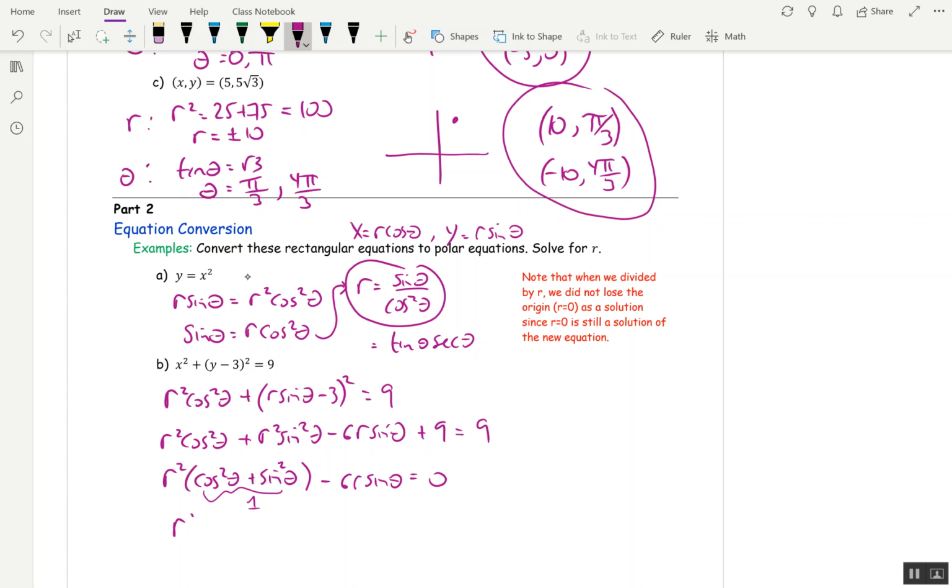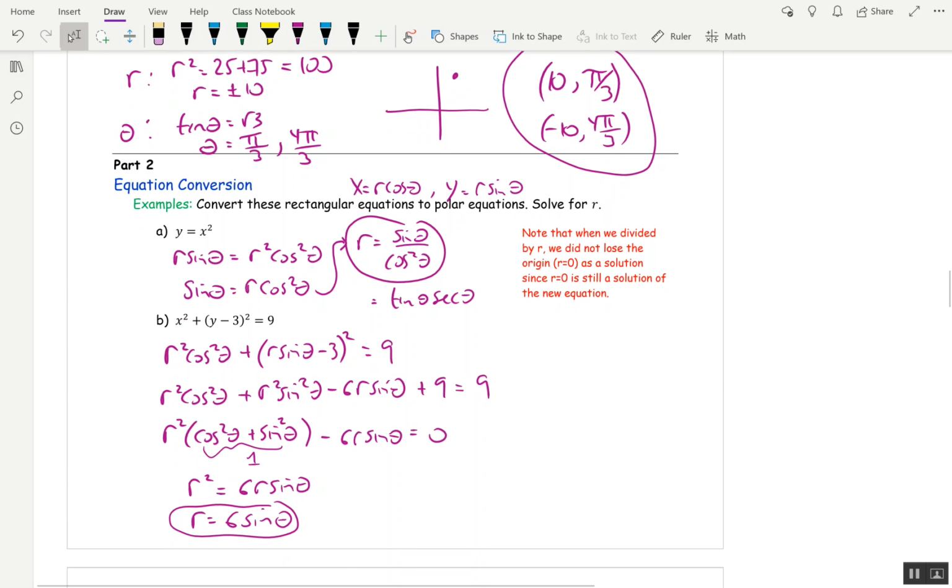So now we have r squared minus 6r. Well, I'm going to leave the r squared here and move the 6r sine theta to the other side and divide by r. R is 6 sine theta. So that's a much nicer equation than the one we started with. Typically circles have very nice equations in polar coordinates.